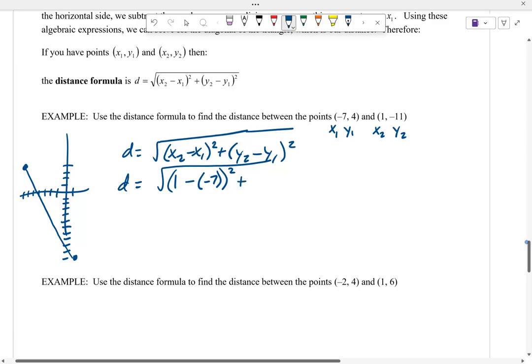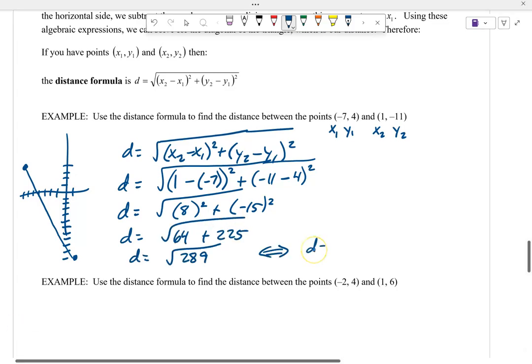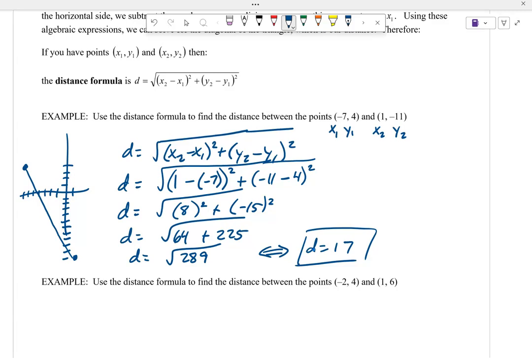Plus our y2 here is that -11 minus our y1, which is 4, and we square. All right, so our distance here is 1 plus 7, so I got 8 squared plus -15 squared. So we end up doing that arithmetic. 8 squared is 64, -15 times -15 is 225, so the square root of 289, which is 17.